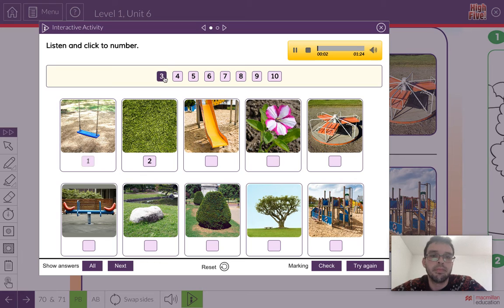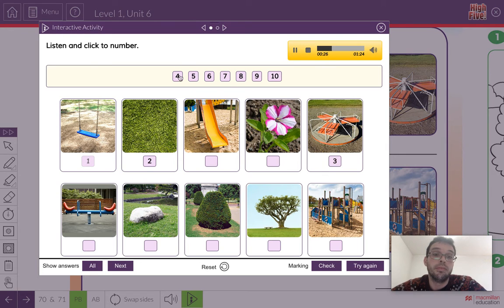1. I can play on the swing in the park. 2. I can see grass in the park. 3. I can play on the roundabout in the park. There we go, number 3.